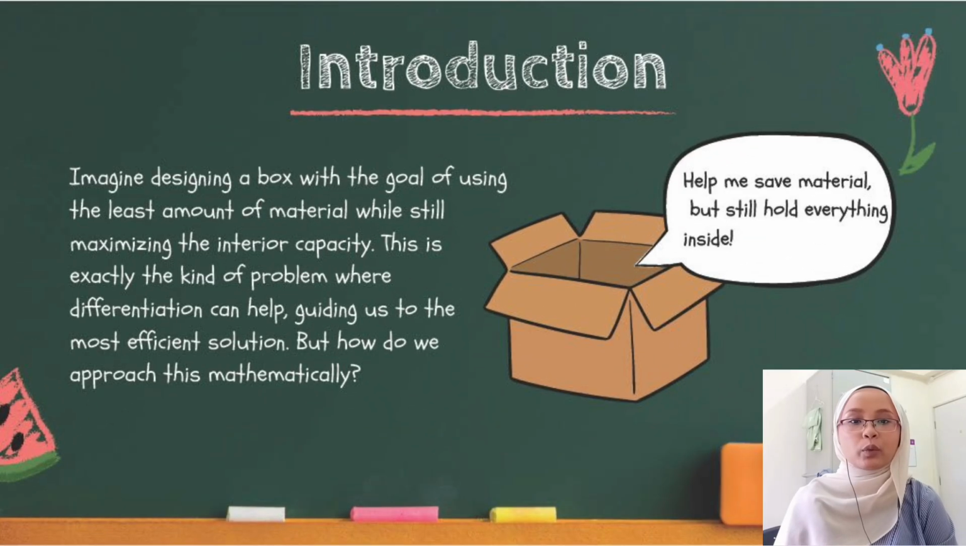Imagine designing a box with the goal of using the least amount of material while still maximizing the interior capacity. This is a perfect example where differentiation comes into play, guiding us to the most efficient solution. But how do we approach this mathematically?